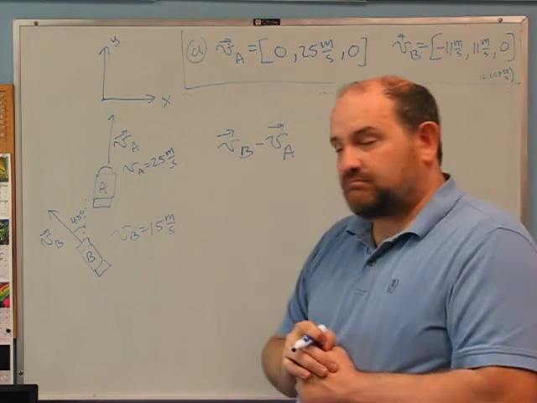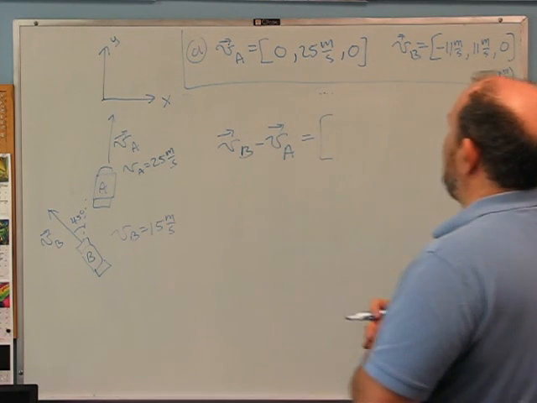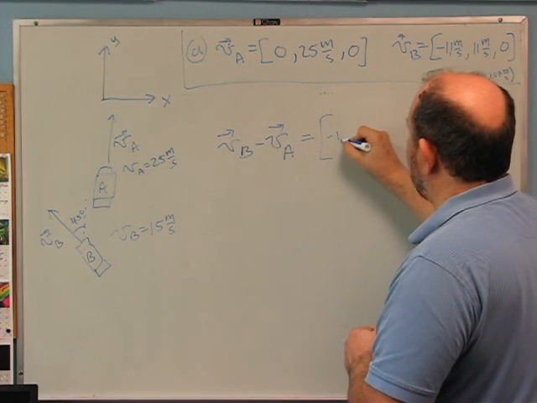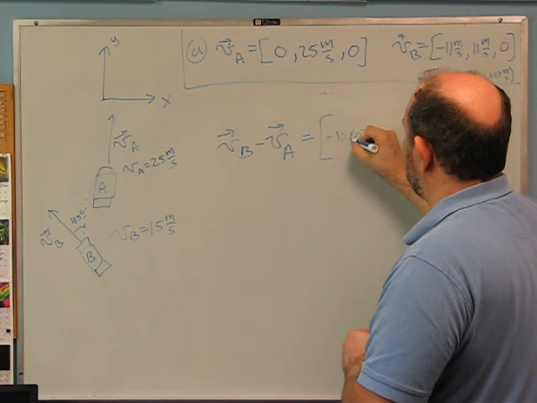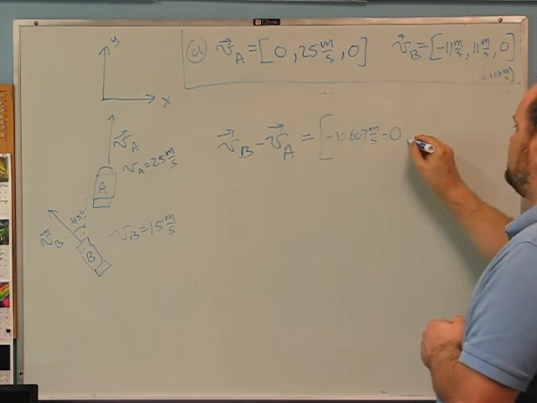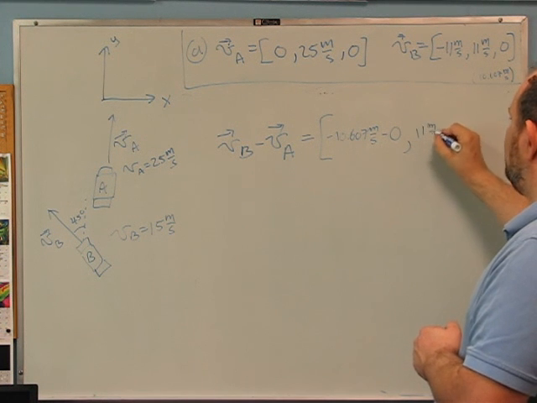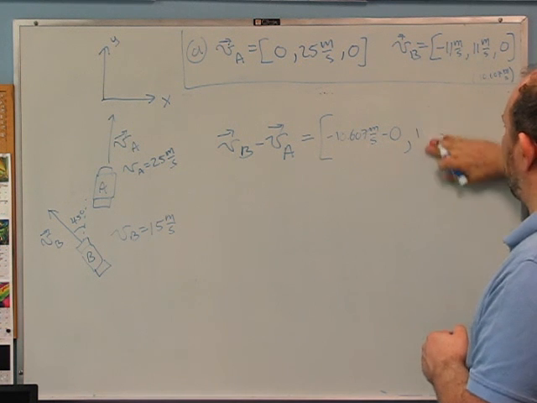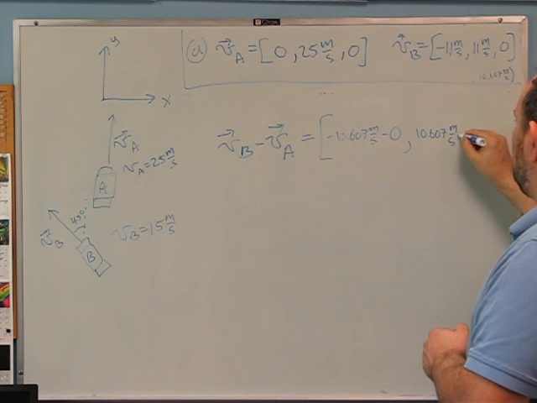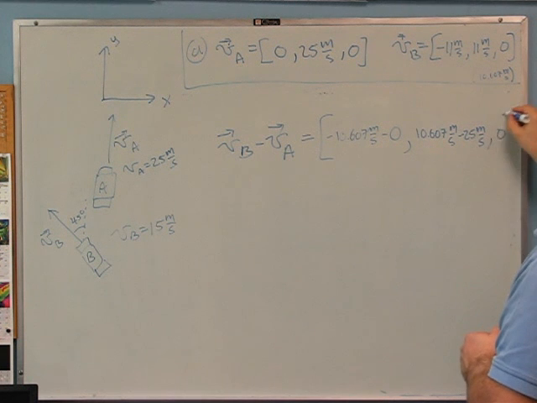And I'm just going to go ahead and put this in. I mean, we already have the numbers here. So VB minus VA is, well, here VB, it's minus, let's go ahead and put back in 10.607 meters per second, because this is an intermediate calculation, minus 0, so that was easy. Next, VB minus VA, we have 11 meters per second, minus, except I wanted to keep the extra digits, 10.607 meters per second, minus 25 meters per second. And then 0 minus 0 is just 0, so I'll leave that like that.